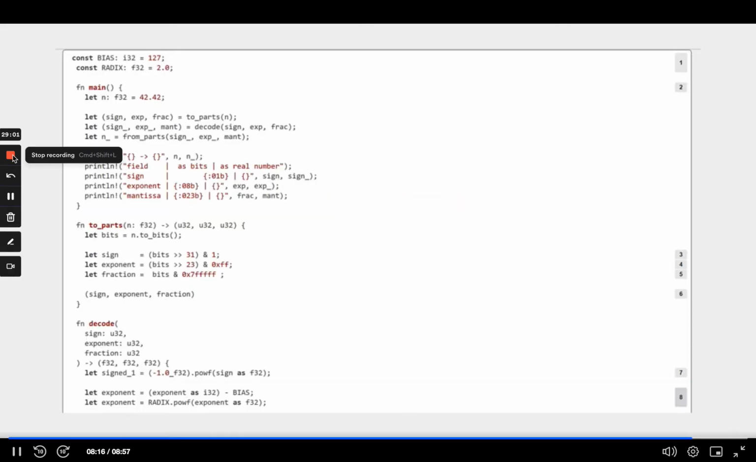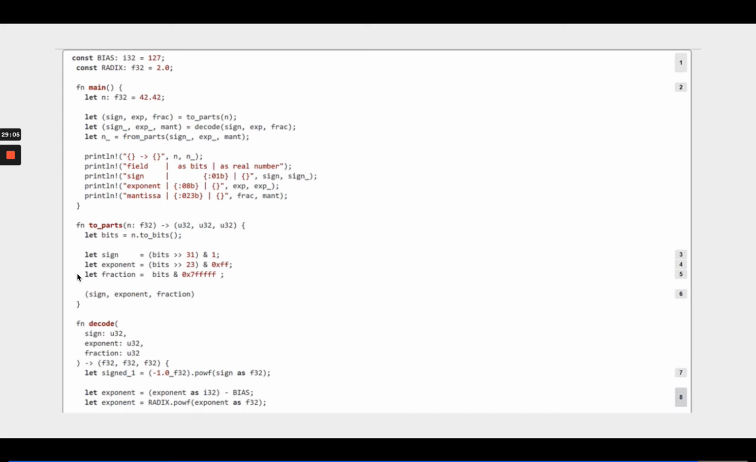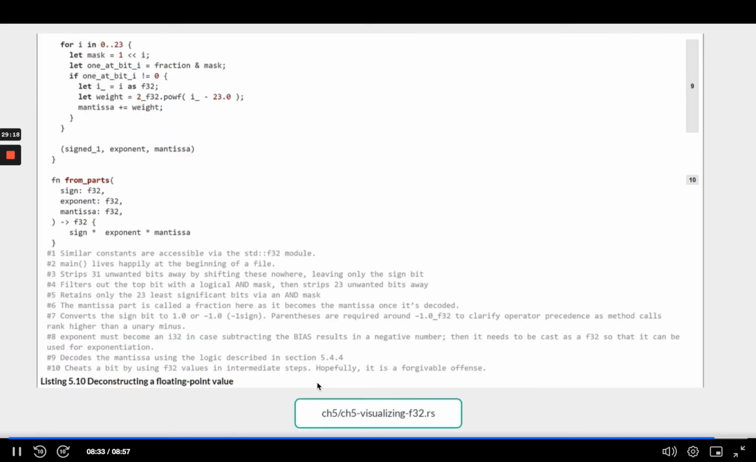In listing 5.10, deconstruct_f32 extracts each field of a floating point value with its bit manipulation techniques. decode_f32_parts demonstrates how to convert those fields to the relevant number. The f32_from_parts method combines these to create a single decimal number. The source for this file is located in this file.